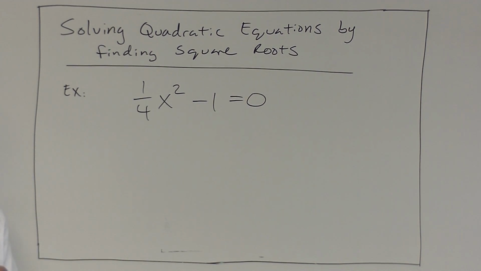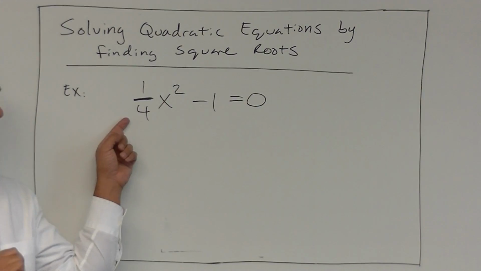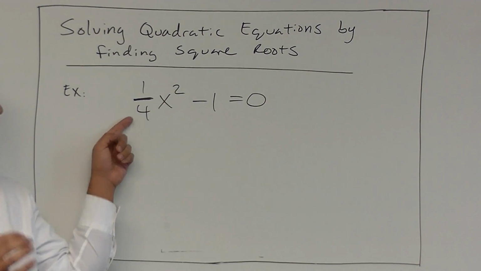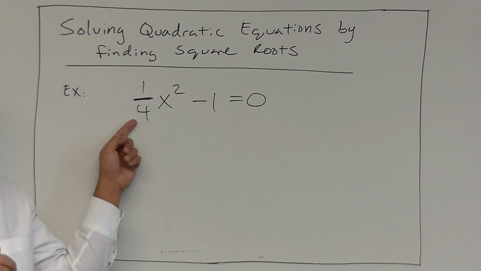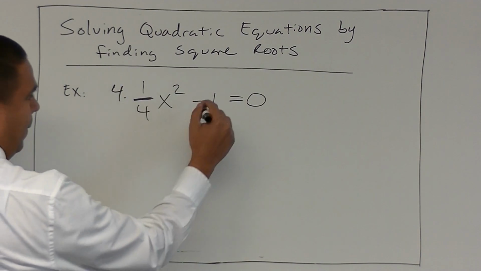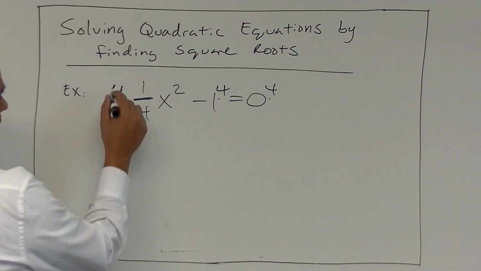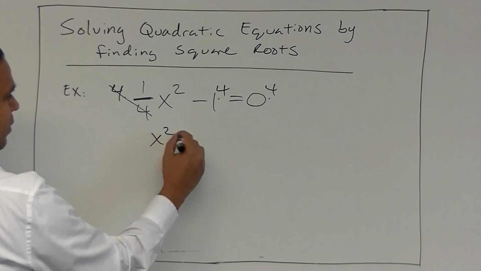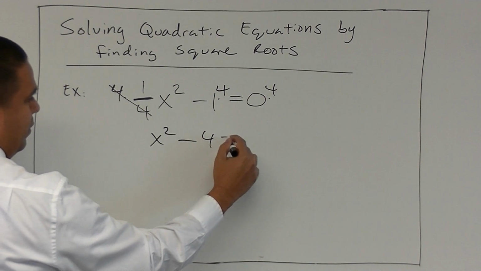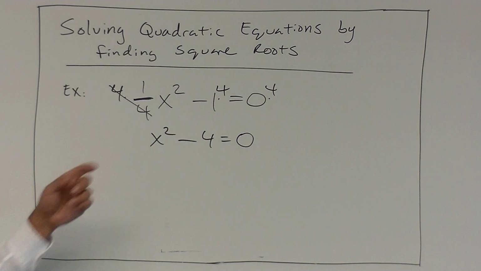Multiply everything by 4, which is kind of multiplying by the reciprocal. Notice a fraction means divide. So this equation is telling us we divided by 4, and the inverse of dividing by 4 is multiplying by 4. So we multiply every term by 4. Those divide out, we're left with x squared. Minus 1 times 4 is minus 4, and 0 times 4 is 0.